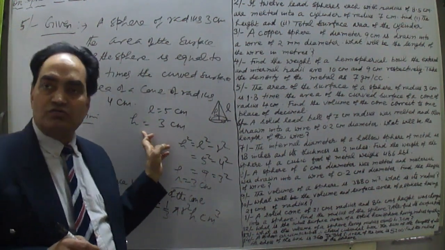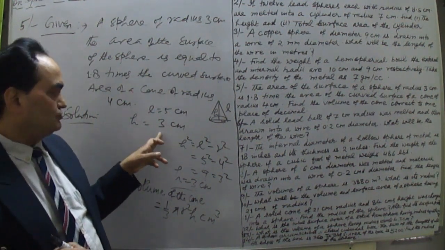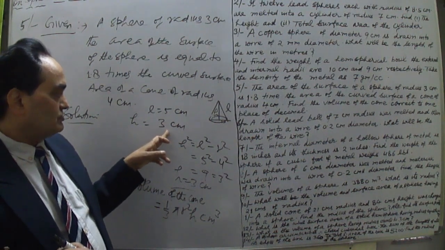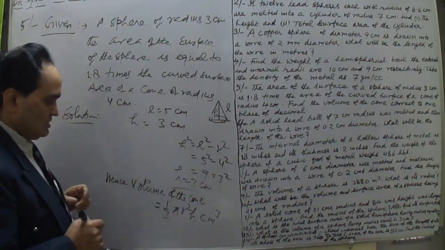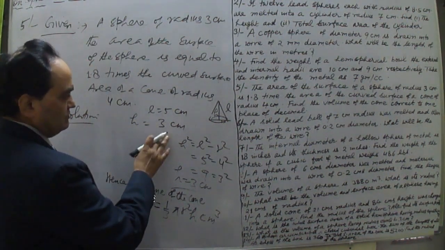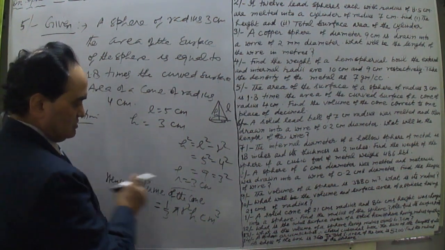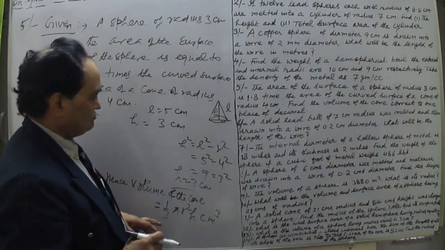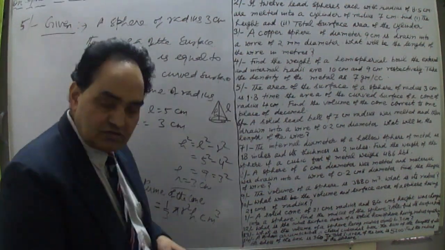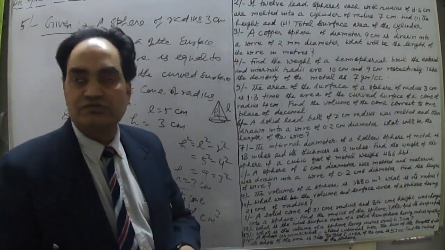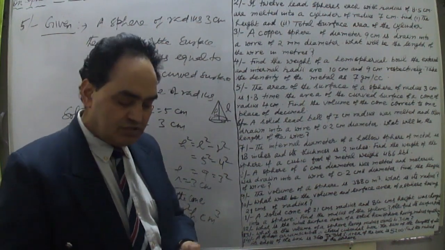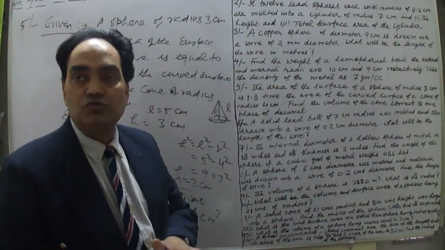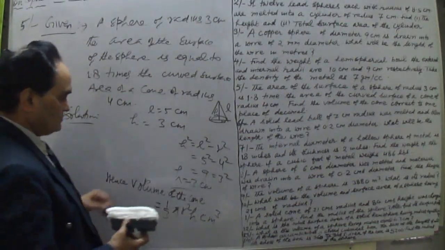Now we have calculated the vertical height also. We have calculated 3 centimeter, and this 3 centimeter is the vertical height. Now we can find out the volume, because for curved surface area we have to know the slant height, and for the volume we have to know the vertical height. So vertical height is 3 centimeter.